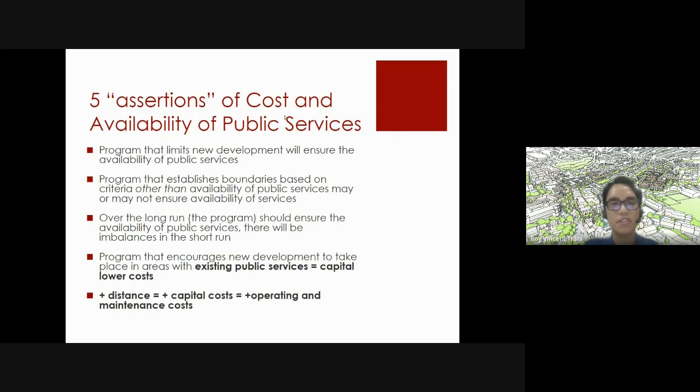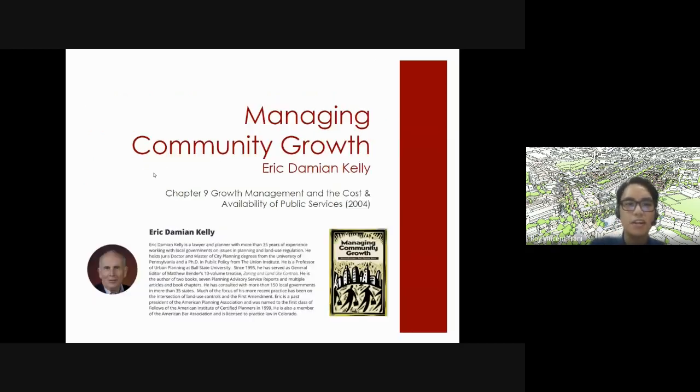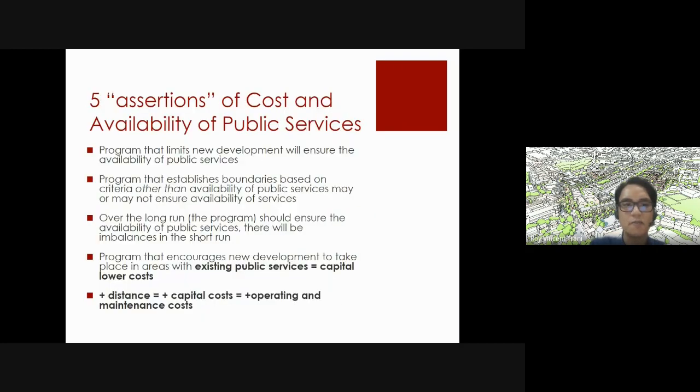So five assertions on the cost of availability of public services, meaning your water, electricity, and what we didn't really talk much about tonight, telecommunications, like phone, internet, etc. So here are Sir Kelly's five assertions or principles. First, a program that limits new development will ensure the availability of public services.